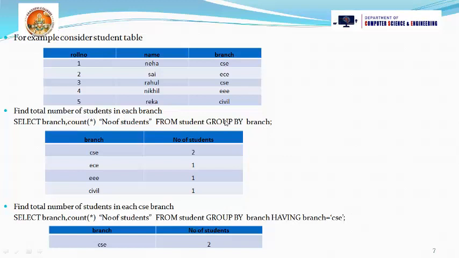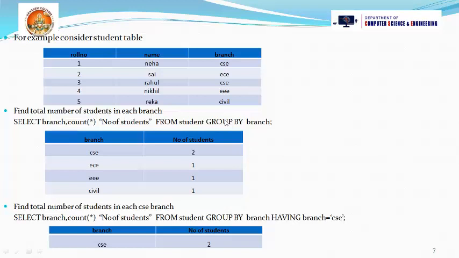So this group by clause groups the students branch wise. Then it applies the count function to each branch or each group, and it counts the number of students in each group. So in CSE we have 3 students, in ECE we have 1 student, in EEE we have 1 student, and in Civil we have 1 student.